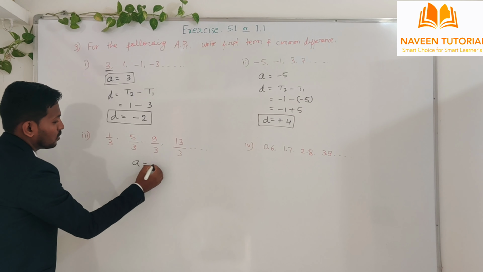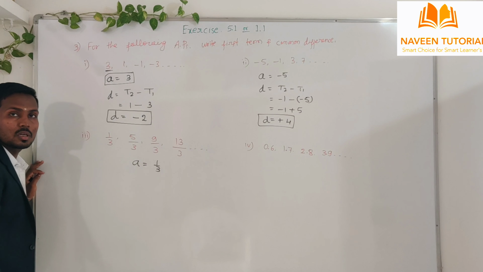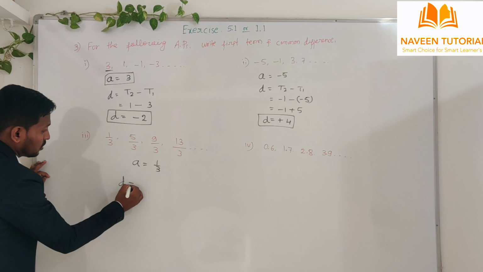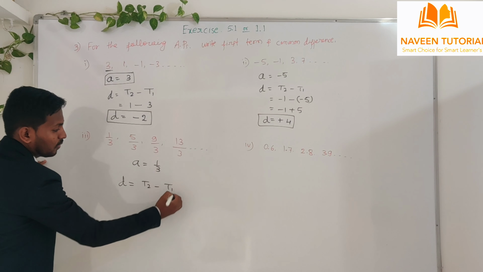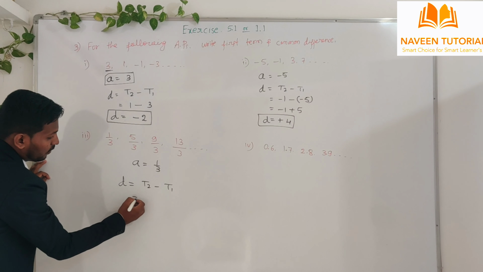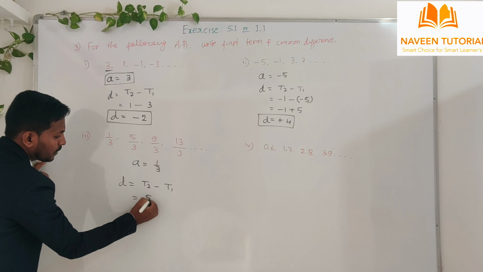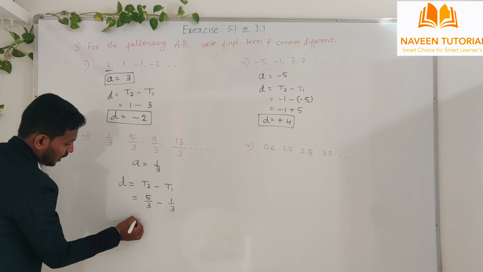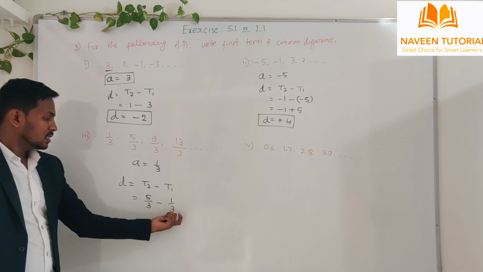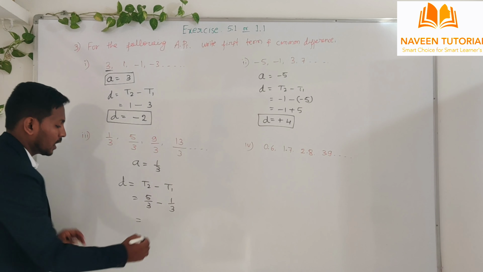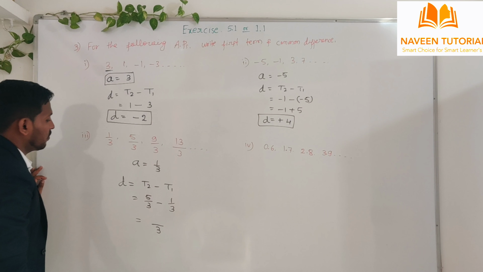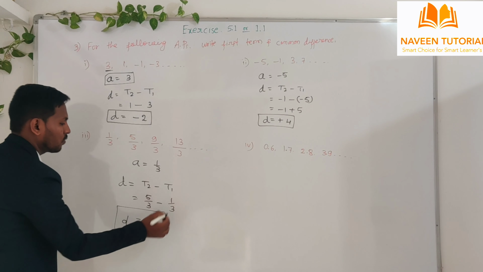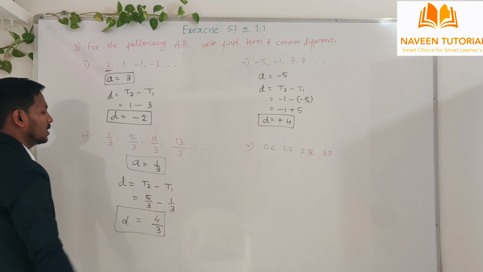Here A is equal to 1 by 3. The first term is A is equal to 1 by 3. And now D is equal to T2 minus T1. So the T2 value is 5 by 3 minus 1 by 3. Now the bases are the same, so there is no need to take the LCM. Directly you take 3 down, and 5 minus 1 is 4. So the common difference D value is 4 by 3 and the first term is 1 by 3.